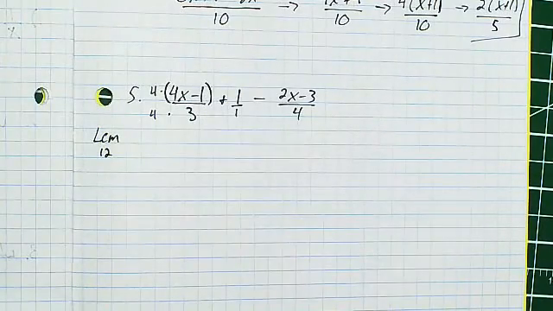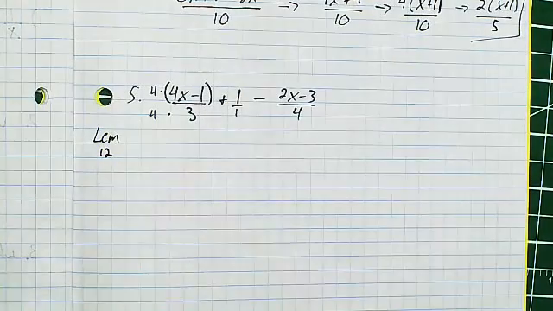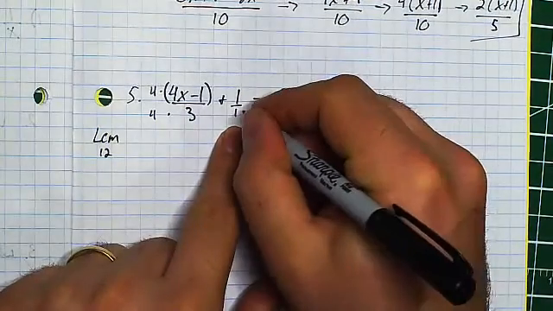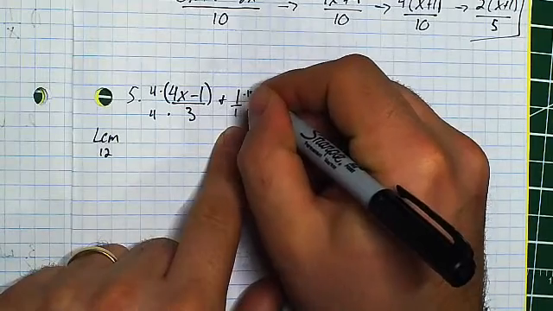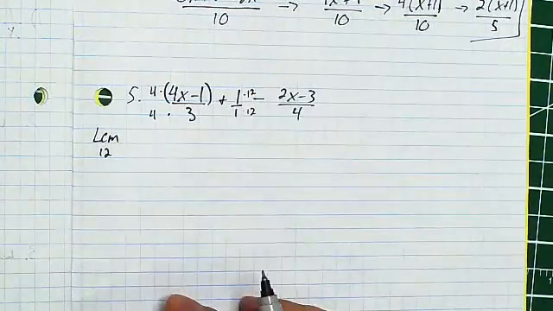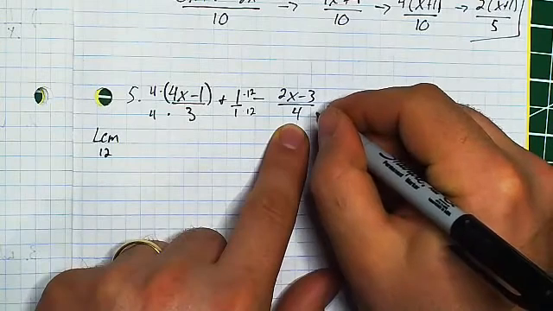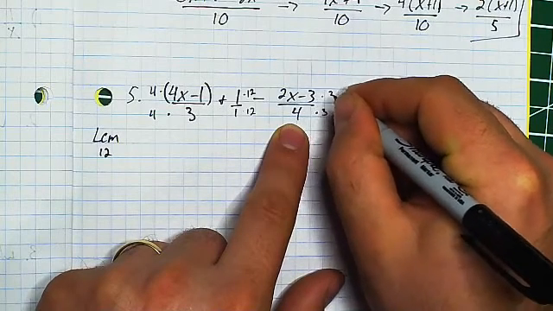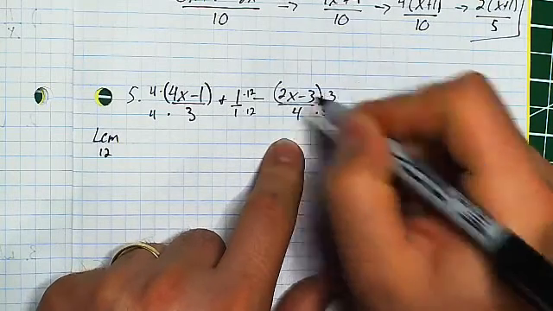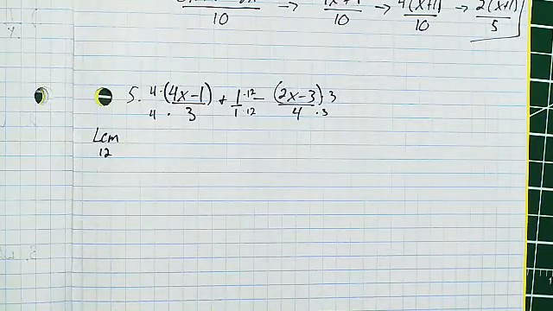And again, your brackets will come in handy. What do I multiply 1 by to get 12? Well, I multiply it by 12. Whatever you do to the bottom, you do to the top. And what do I multiply 4 by to get 12? I'm going to multiply it by 3. And again, put brackets to make your life easier.